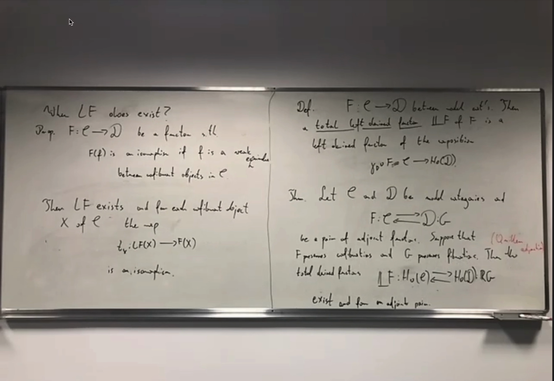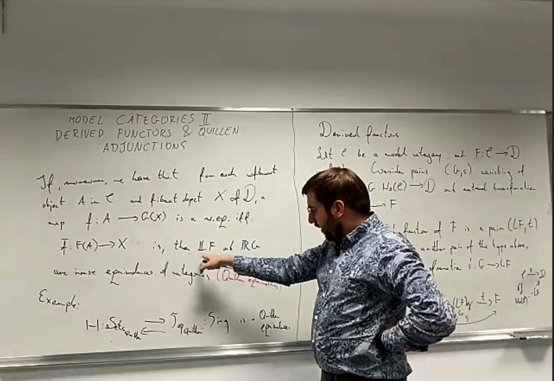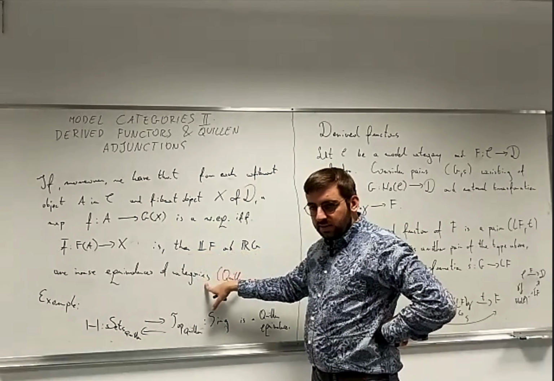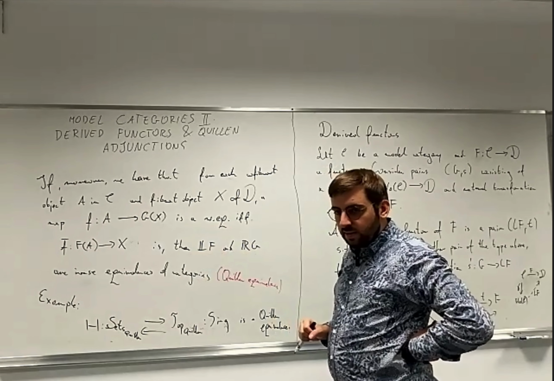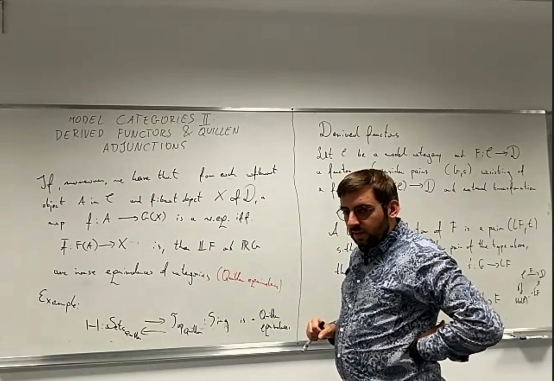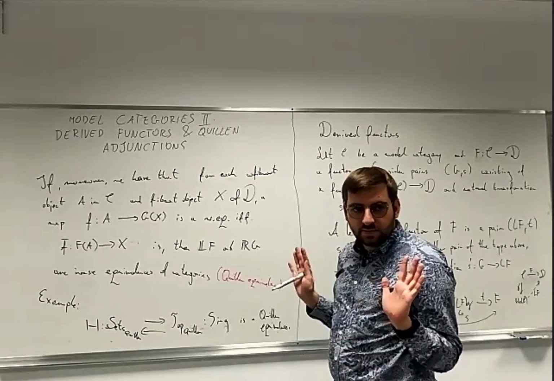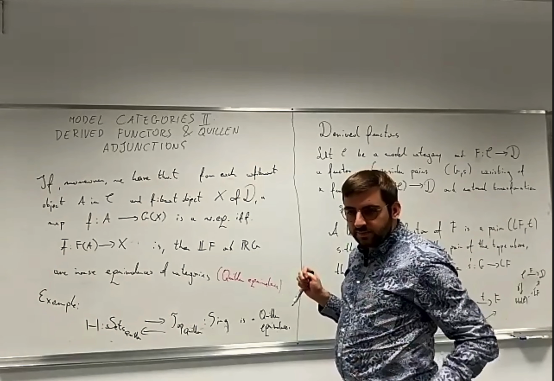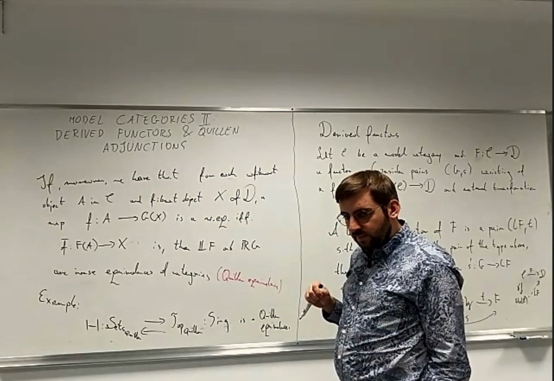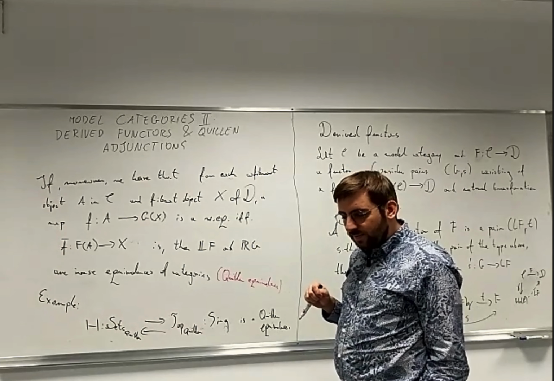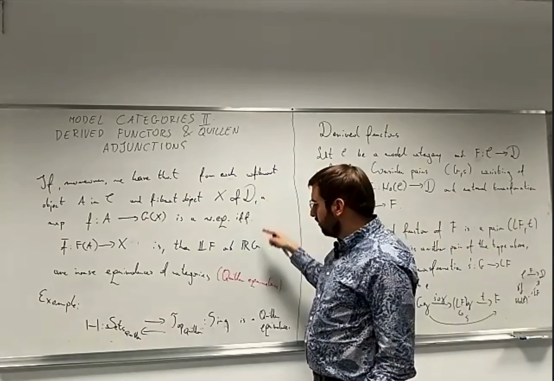Then if we have a Quillen adjunction and the other condition is satisfied, the statement of the theorem is that LF and RG are inverse equivalences of categories. And this is the definition of Quillen equivalence. Equivalence of categories is something more or less clear. So a Quillen equivalence is a Quillen adjunction such that this condition is satisfied.